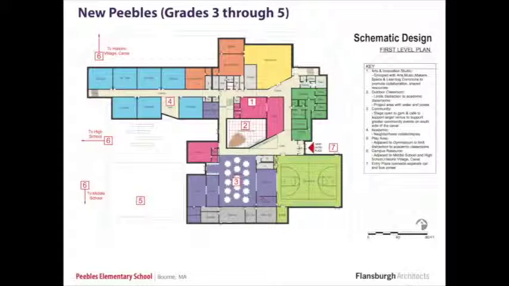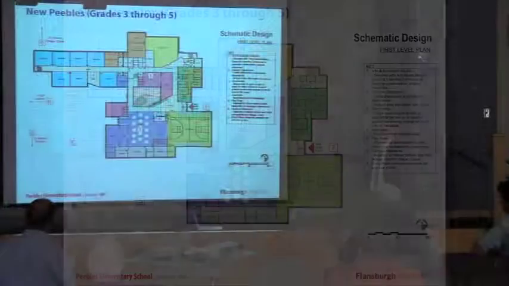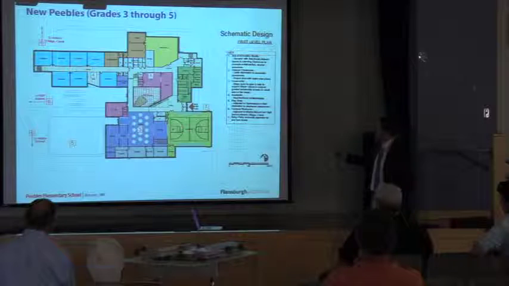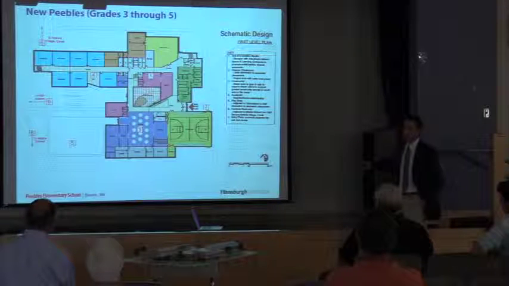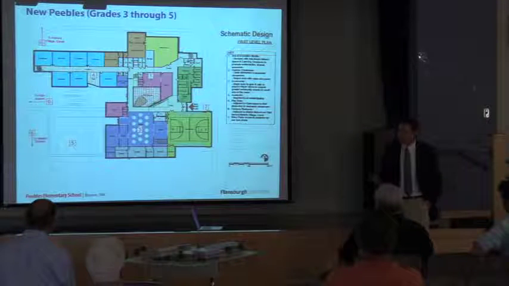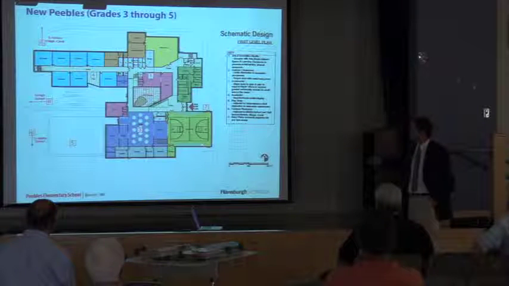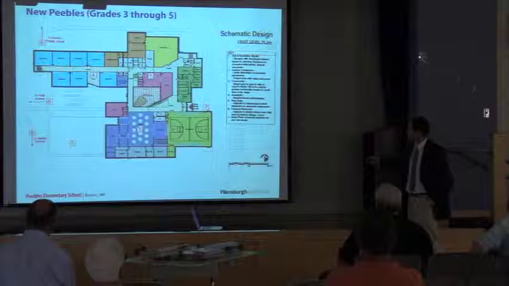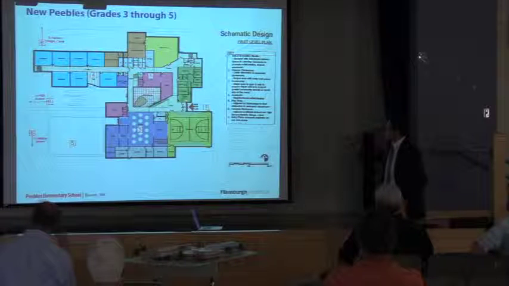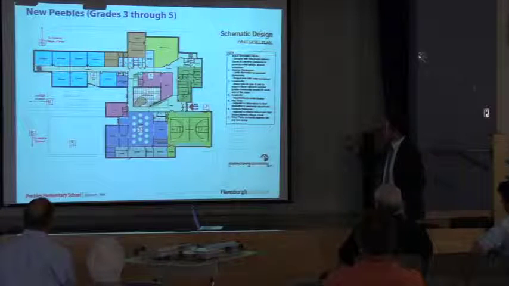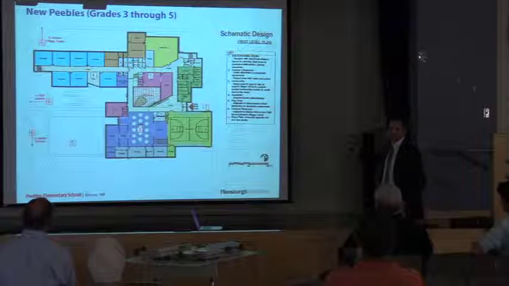The main entry is right here. We can see this red arrow, and this allows access for community use of the gymnasium and the cafeteria. There's a stage that's positioned between the two, so you can have a venue for 200 students or an all-school assembly or larger community event within the gymnasium and share the resource of the stage. Administration, guidance, and the nurse's office is directly above the main entrance for supervision.